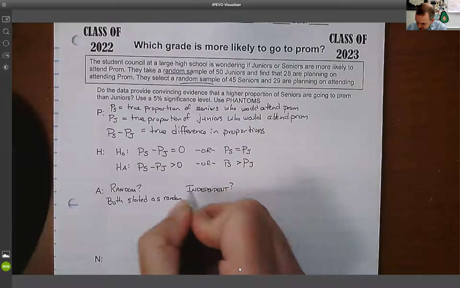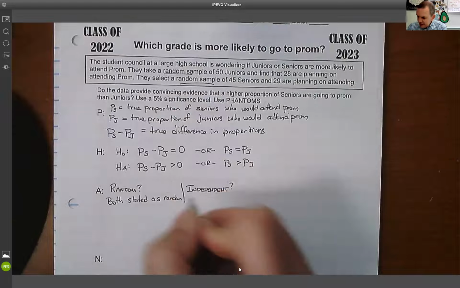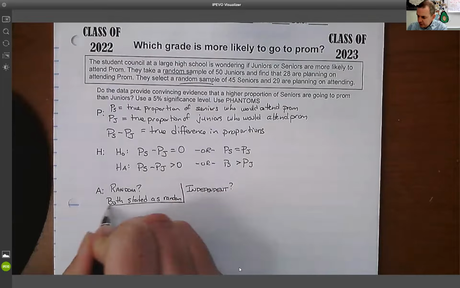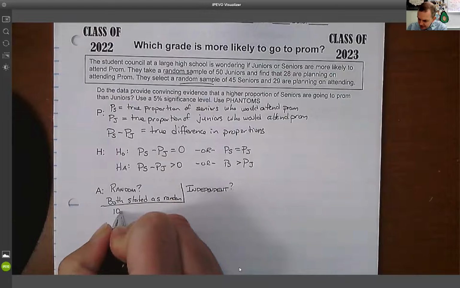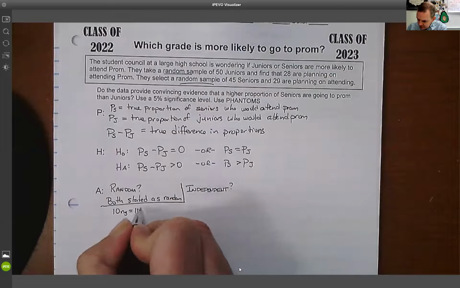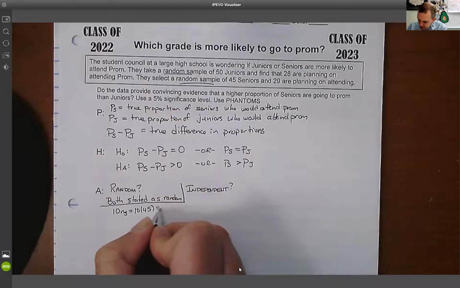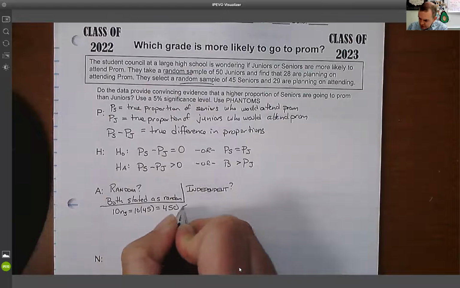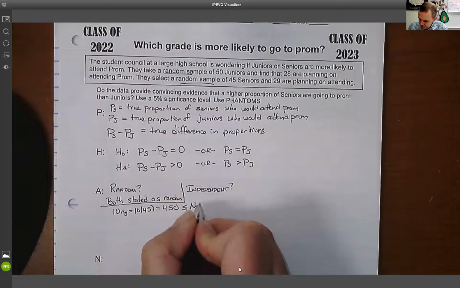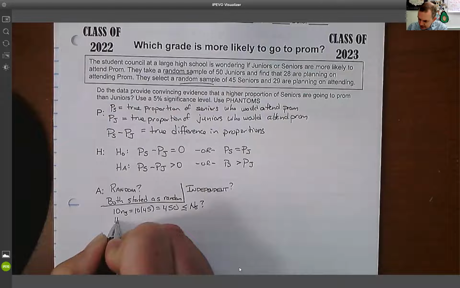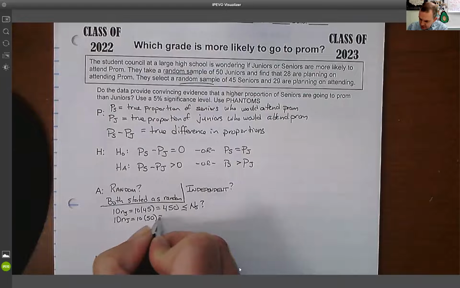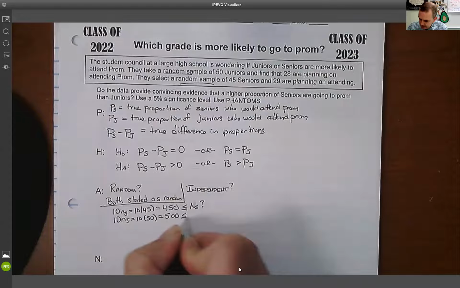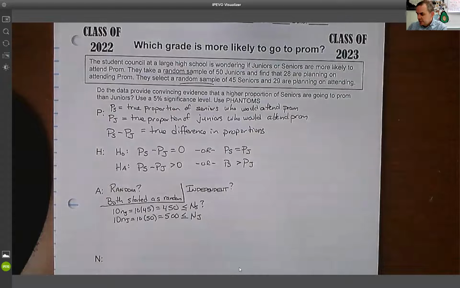Okay, so we're going to check independent. And the independent check is going to be that 10n check. So what I'm going to do down here is I'm going to say 10 times my number of seniors. So 10 times 45 is 450. I want to compare that to my population of seniors. I'm going to do 10 times my number of juniors. So 10 times 50, that's 500. I'm going to compare that to my number of juniors.